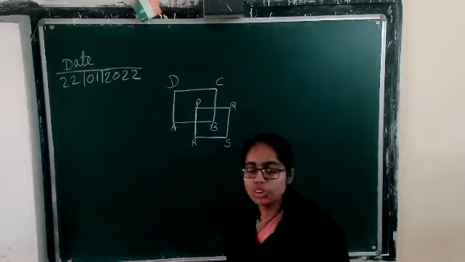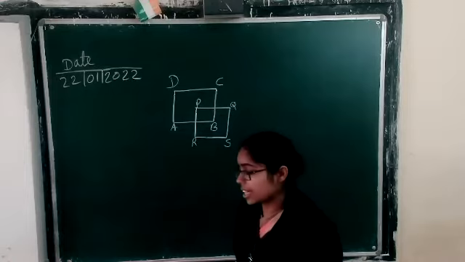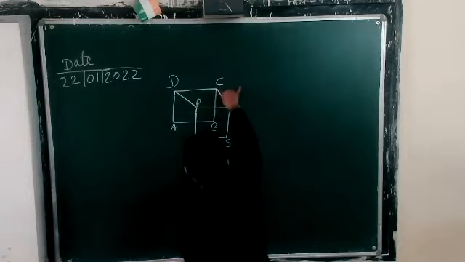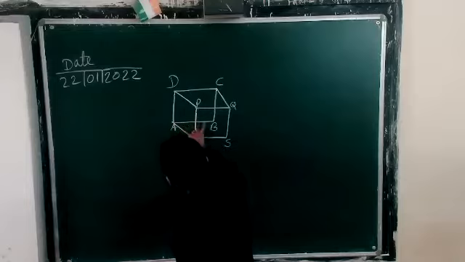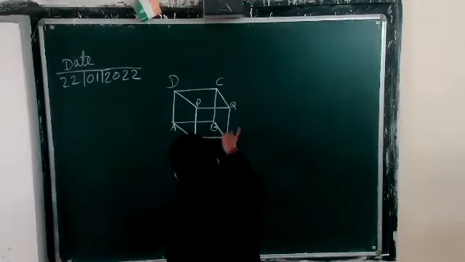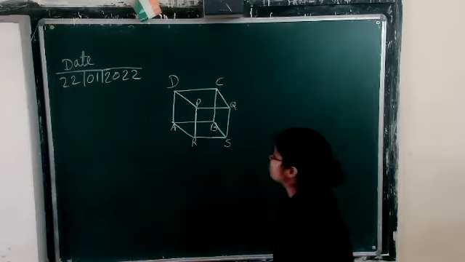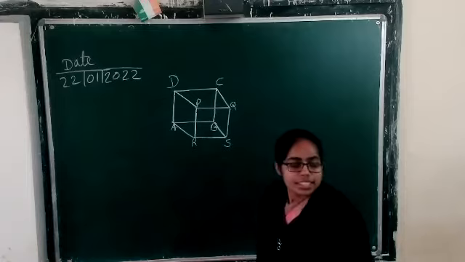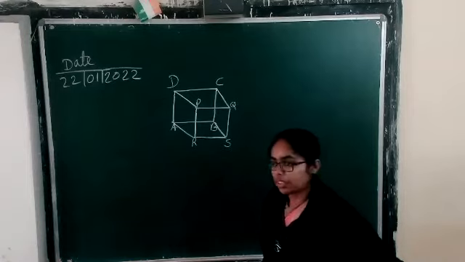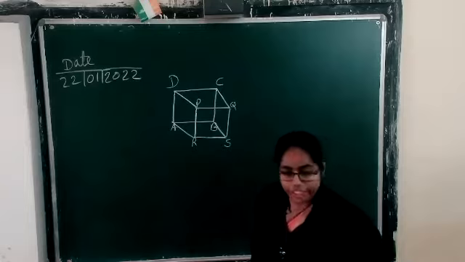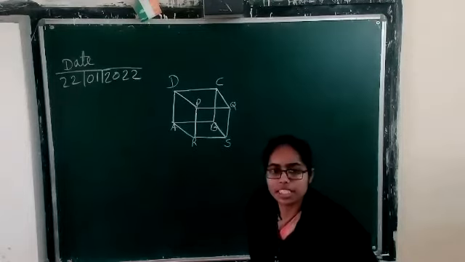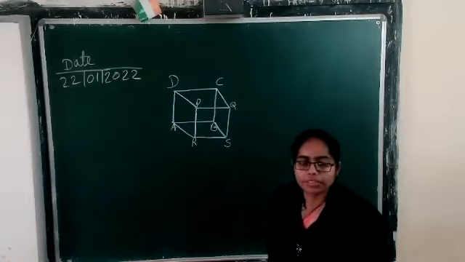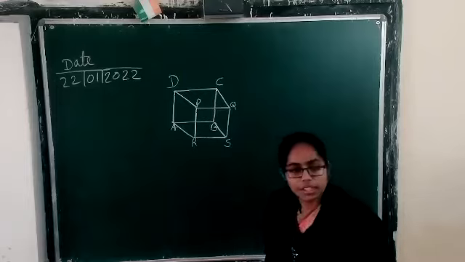Now what we have to do? We have to join the vertices. Nothing else we have to do, and we will get the cube. See here, join the vertices like this. And this is what is called the cube. This is the way of drawing the cube. This is a 3D figure. 3D means three-dimensional figure, which cannot be drawn on plain paper.